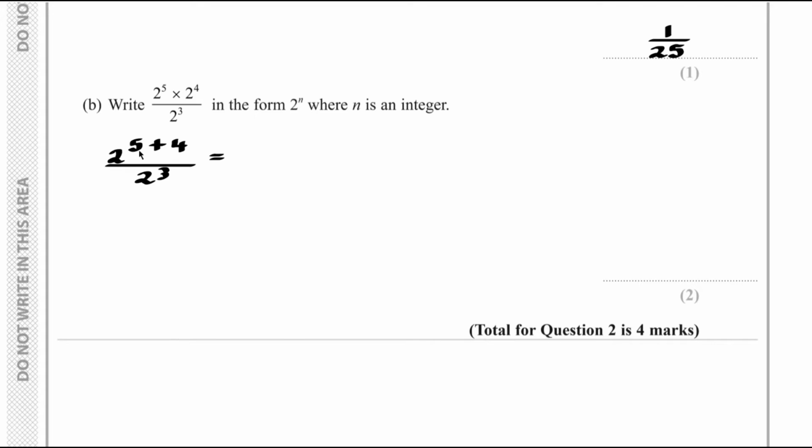Now 2 to the power of 5 plus 4, that's the same as 2 to the power of 9, and we are dividing this by 2 to the power of 3. What we need to recognize here is we have the same base of 2, and we are dividing, so we subtract the powers. So 2 to the power of 9 divided by 2 to the power of 3 is the same as 2 to the power of 9 subtract 3. And so what we end up with is 2 to the power of 6.